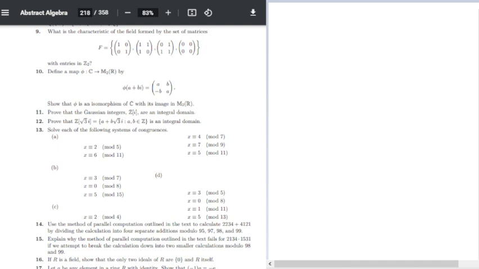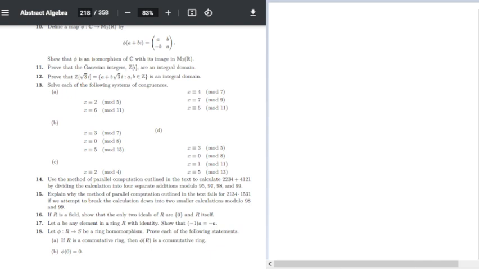Alright, so now continuing. So Gaussian integers are an integral domain. A plus b squared of 3i is a subring of a subring of the complex numbers, and the complex numbers are an integral domain, so this will be an integral domain as well. I'm not gonna spend any more time elaborating on that.